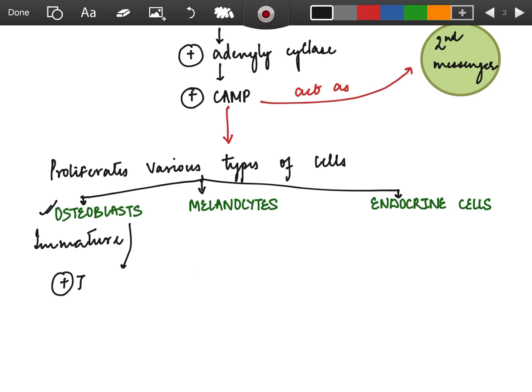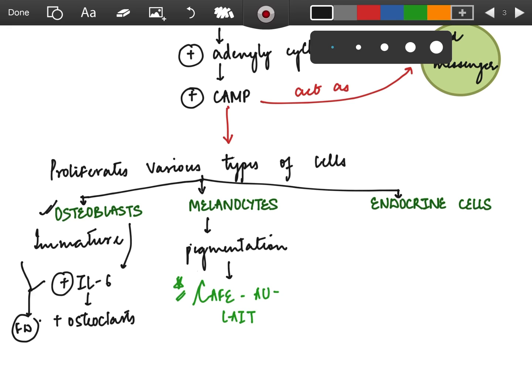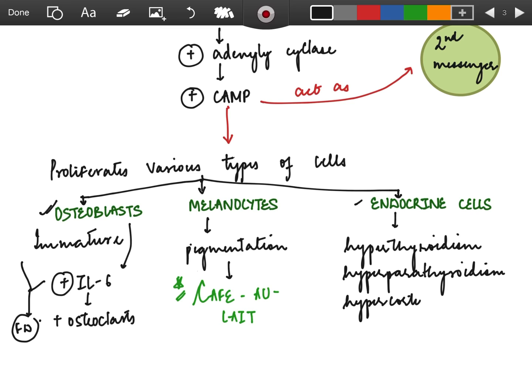Osteoblasts are the bone forming cells. There is immature bone formation, and a feedback mechanism causes activation of interleukin 6, which is a cytokine. So fibrous dysplasia occurs. If there is proliferation of melanocytes, there is pigmentation, which we call café-au-lait lesions. If there is proliferation of endocrine cells, we have endocrinopathies like hyperthyroidism, hyperparathyroidism, hypercortisolism, precocious puberty, and increased growth hormone.